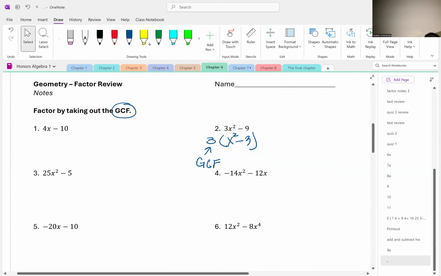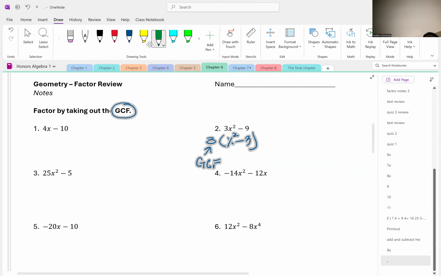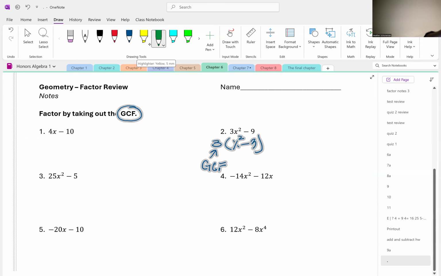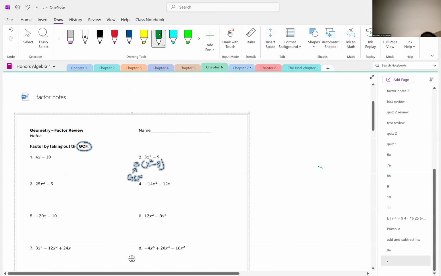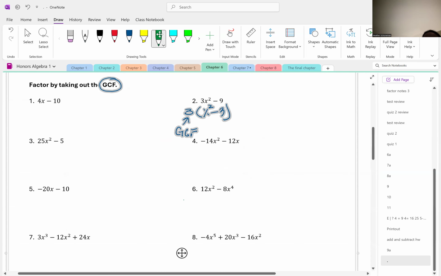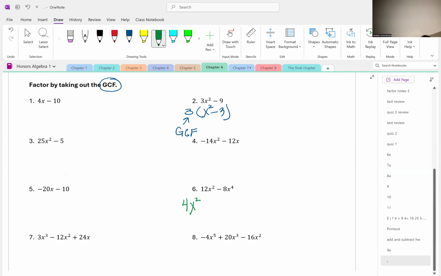Okay, over here, actually, let's do number 6. On number 6, the greatest common factor you can take out of the numbers is 4. But we can also take out an x. I can also take out 2 x's. I can't take out more than that because this one only has 2 x's to give.